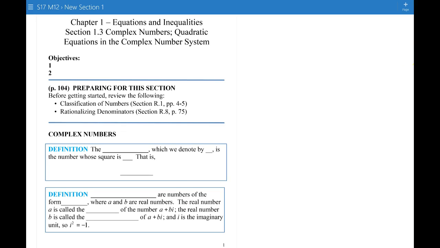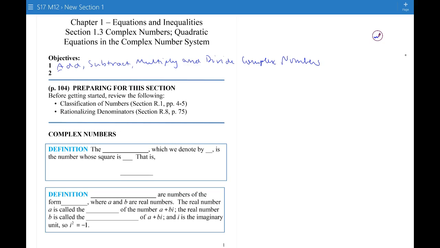So we're still in Chapter 1, talking about equations and inequalities. In Section 1.3, we're going to add complex numbers to the party and look at quadratic equations in the complex number system. So we're going to add, subtract, multiply, and divide complex numbers. So hopefully that will be just a quick review for you.